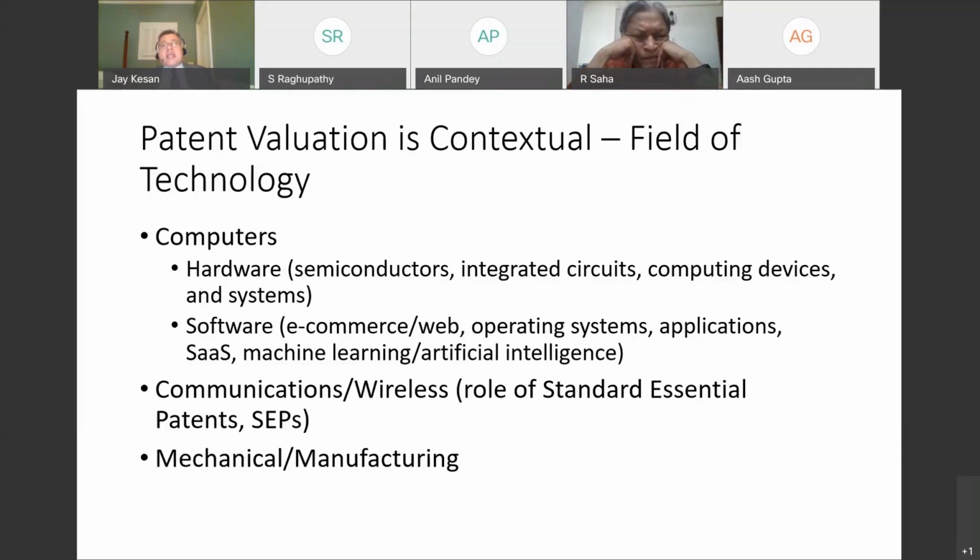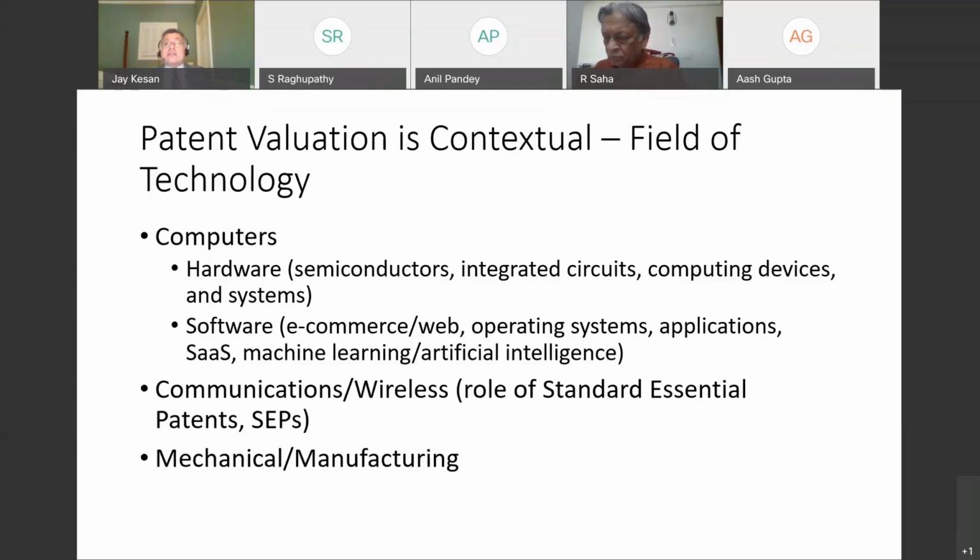The wireless and communications technologies present a unique opportunity to talk about something that is a big part of the patent world, and that is technology standards and patents that are part of technology standards. So you might have 3G, LTE, 4G, 5G, etc., these generations of wireless communications, and the patents that are essential to practicing the standard.